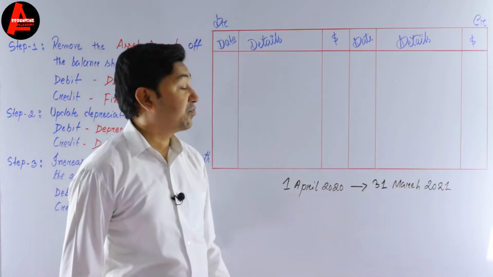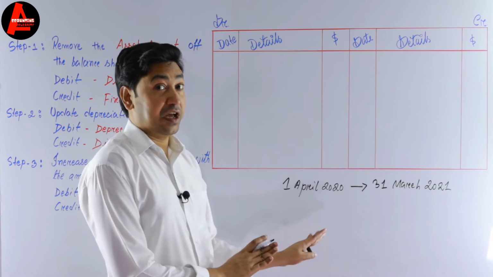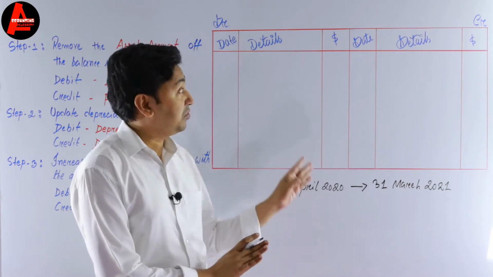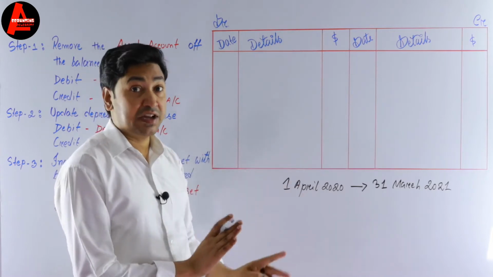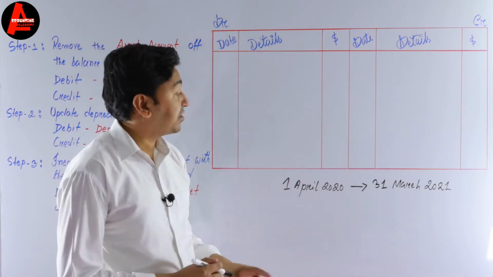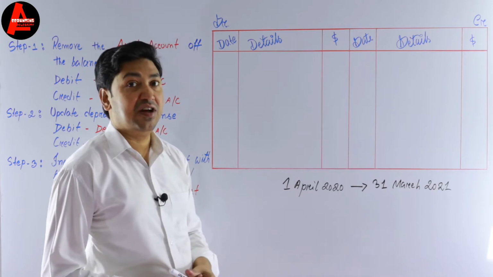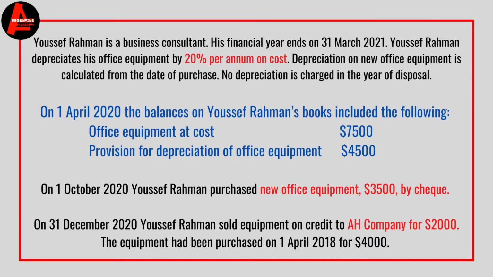Many of you are confused about this accounting period as well. You have to understand this period, because you need to write the date here. On the debit side and credit side, both sides you need to write the date. So you have to understand this accounting period as well. Let us have a look at the question once again.